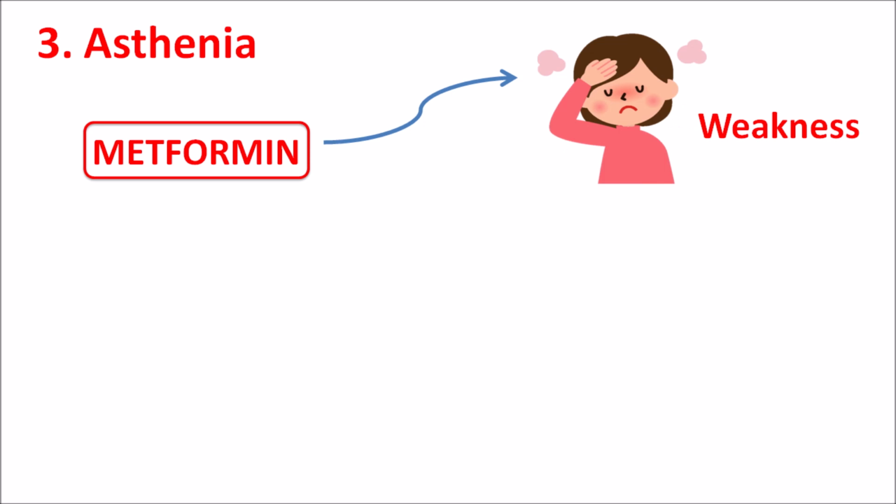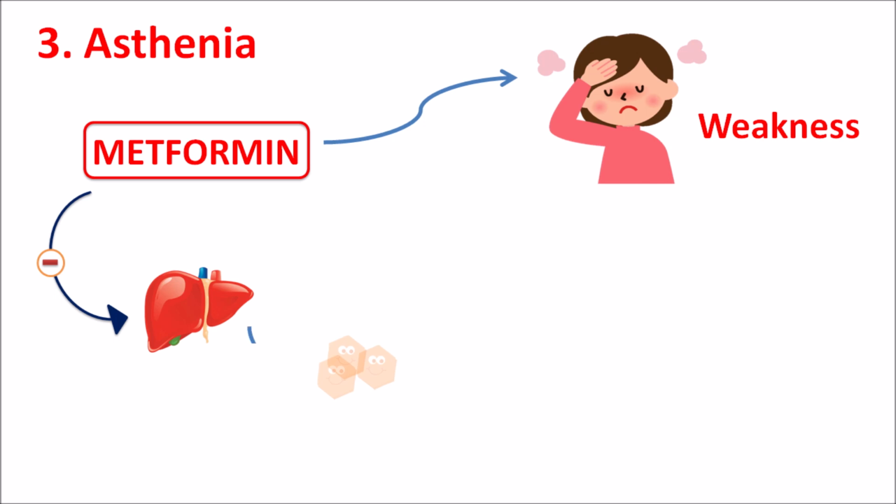Third one is the asthenia. The use of Metformin is to reduce the glucose levels. So this Metformin can produce some weakness in the patients. This drug can reduce the glucose levels by inhibiting hepatic glucose production. The liver can produce glucose which is going to be inhibited by Metformin. So because of this effect, Metformin can produce hypoglycemia, which may increase the weakness in the patients.